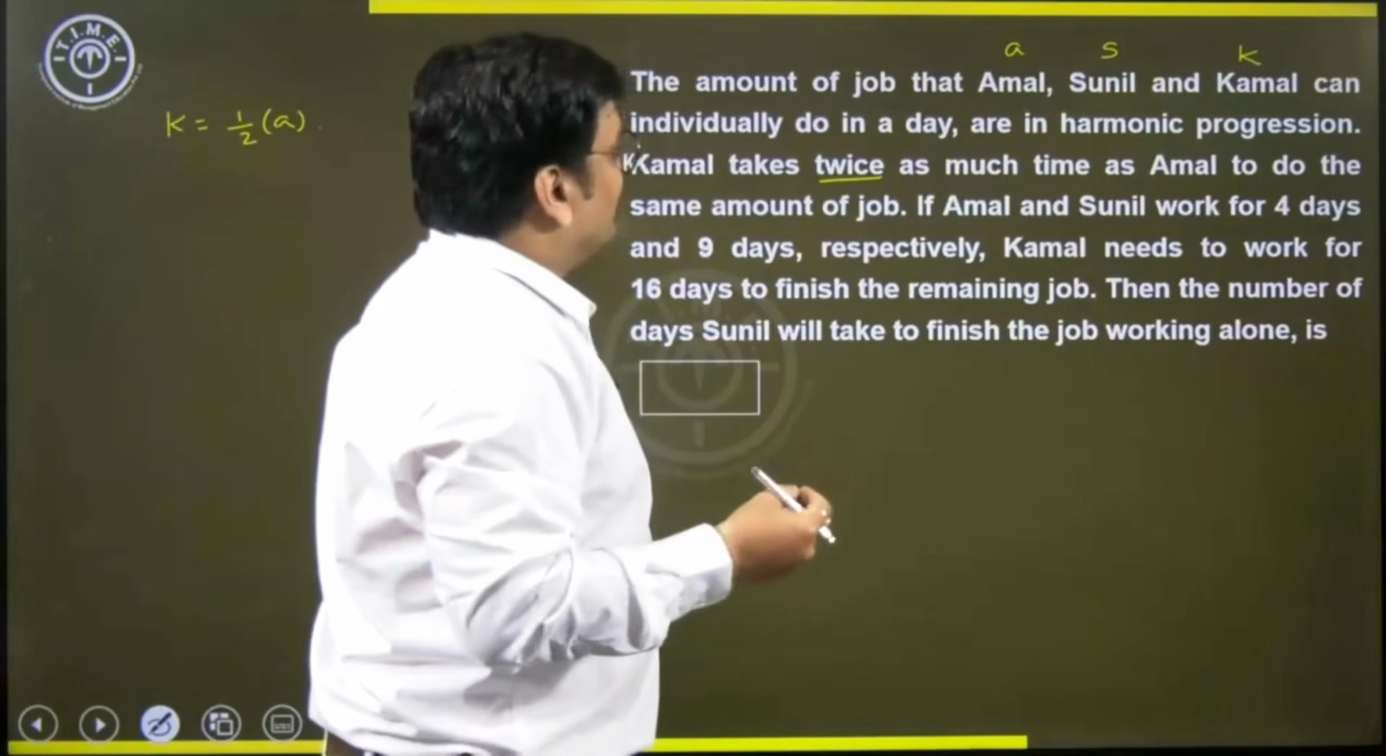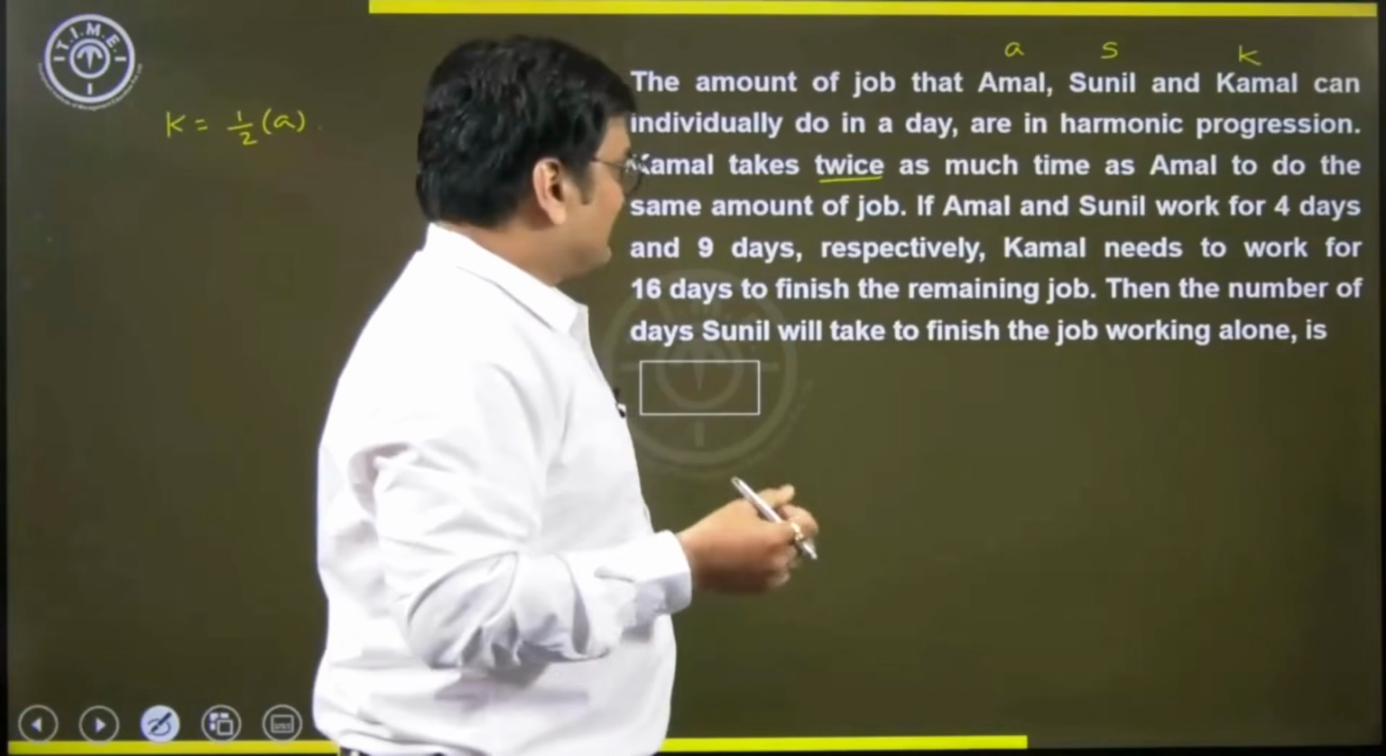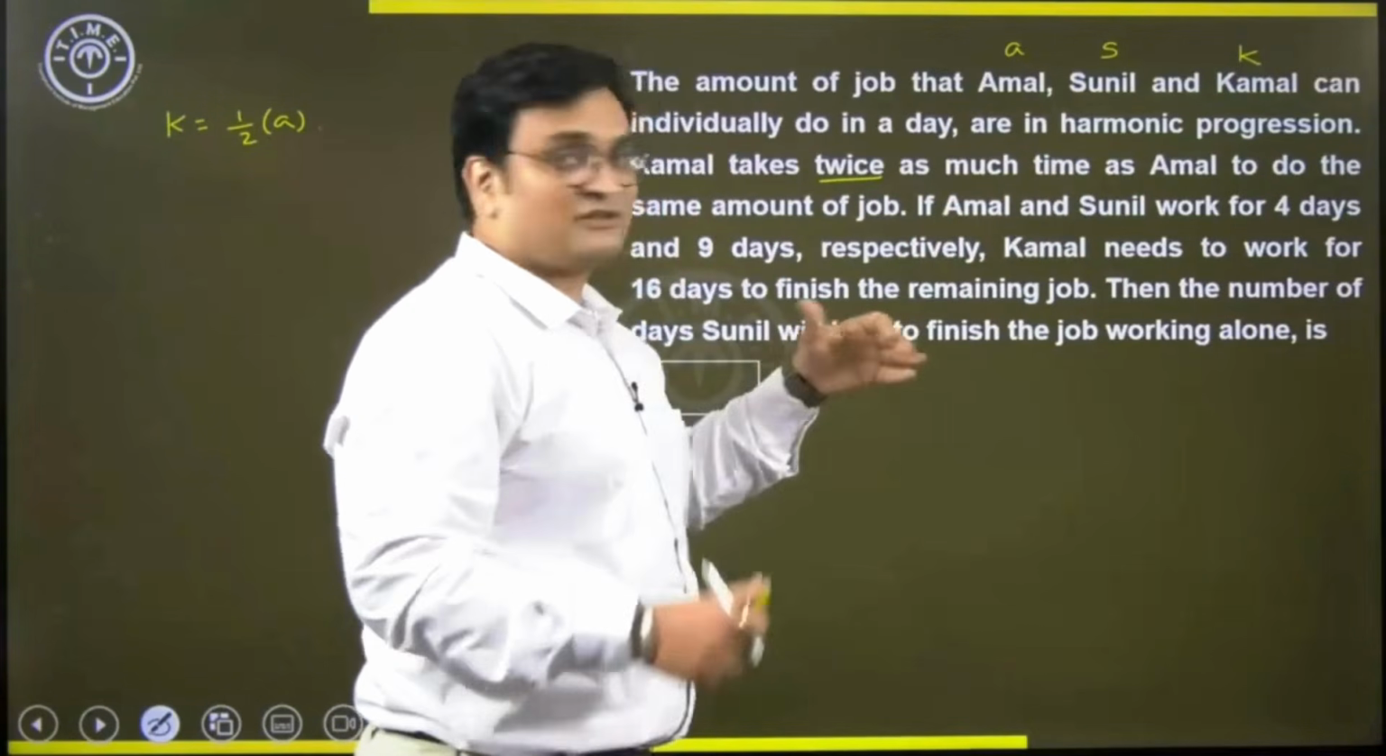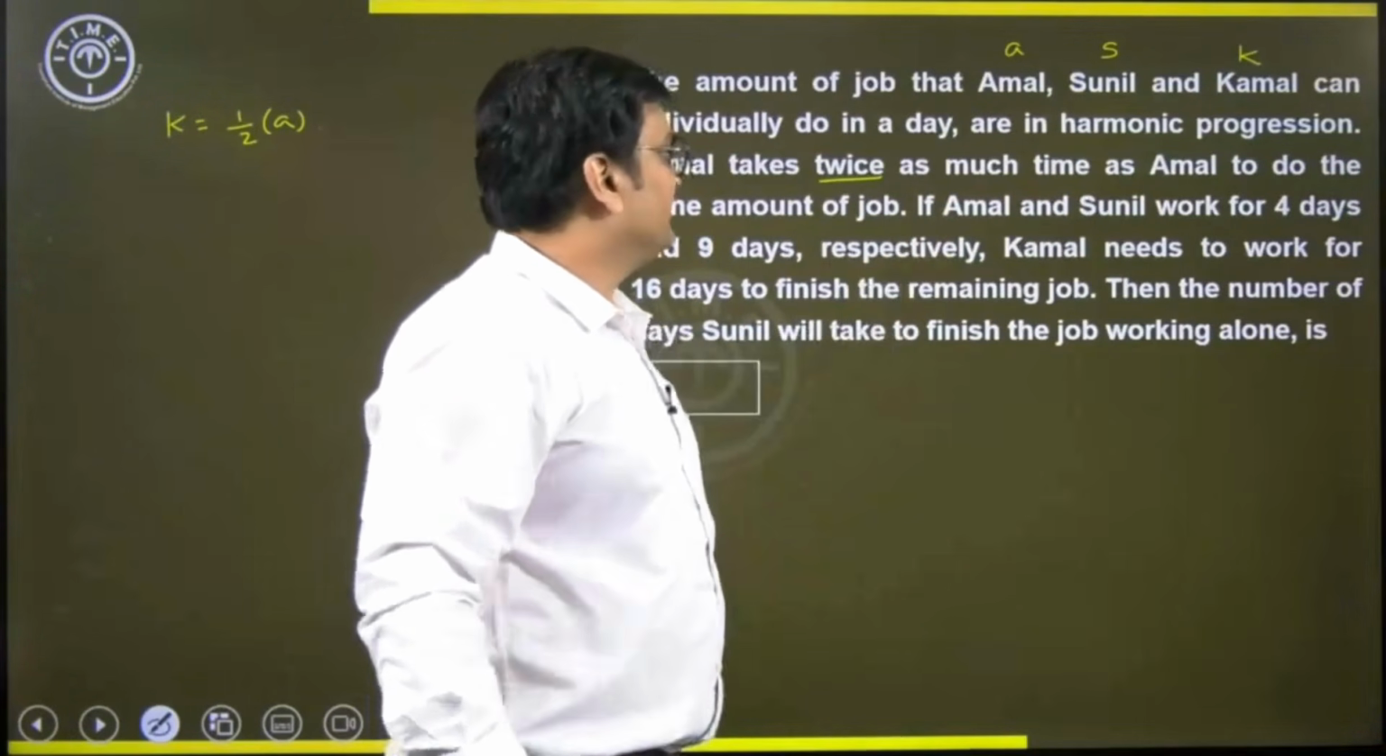If Amal and Sunil work for 4 days and 9 days respectively, so that means Amal is for 4 days, Sunil is for 9 days. That is how I understand, because he says respectively.